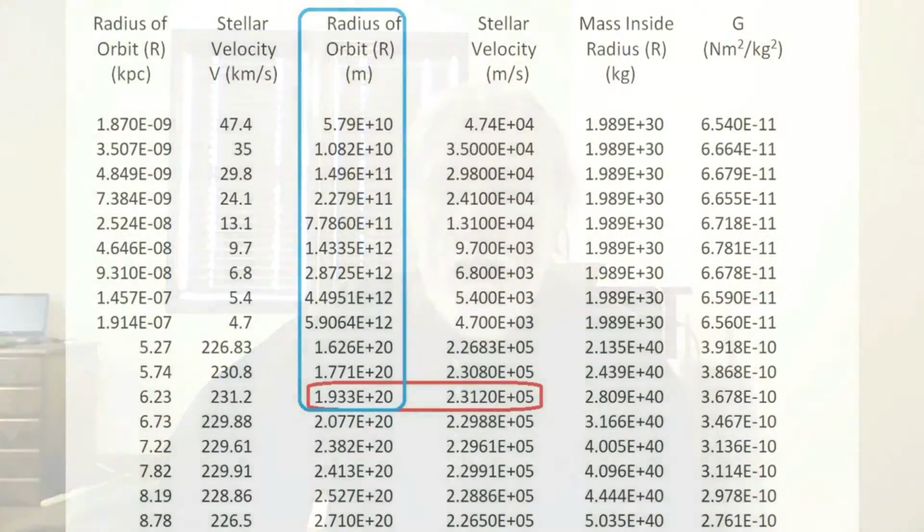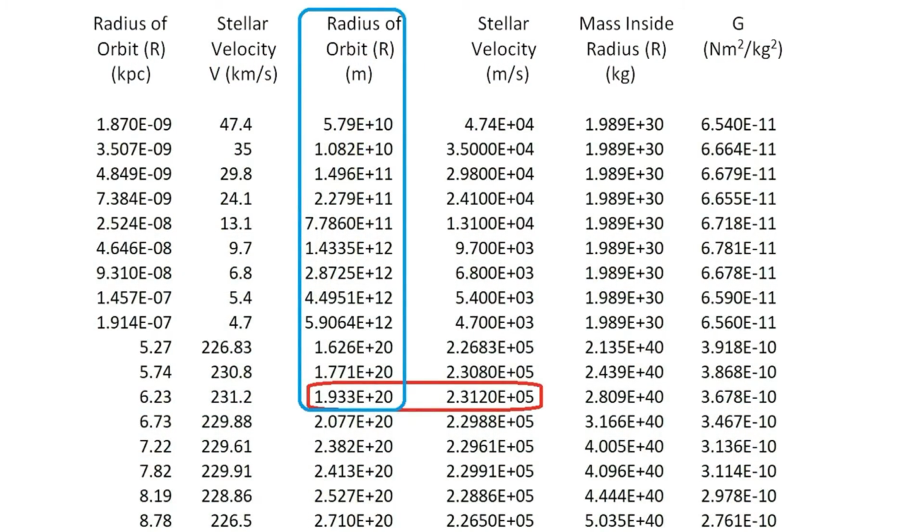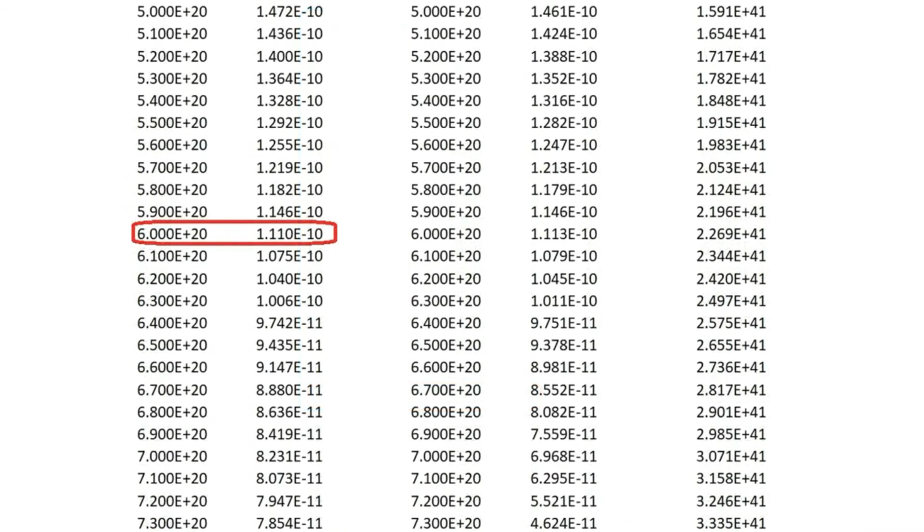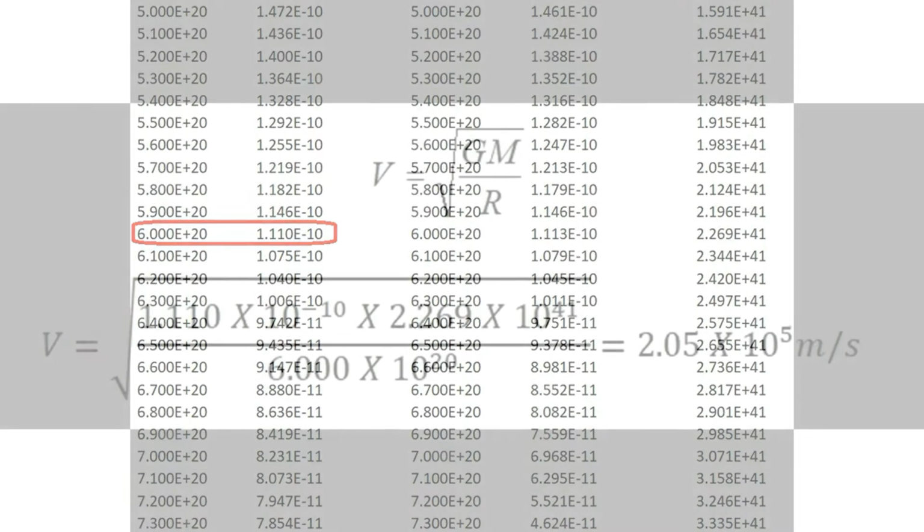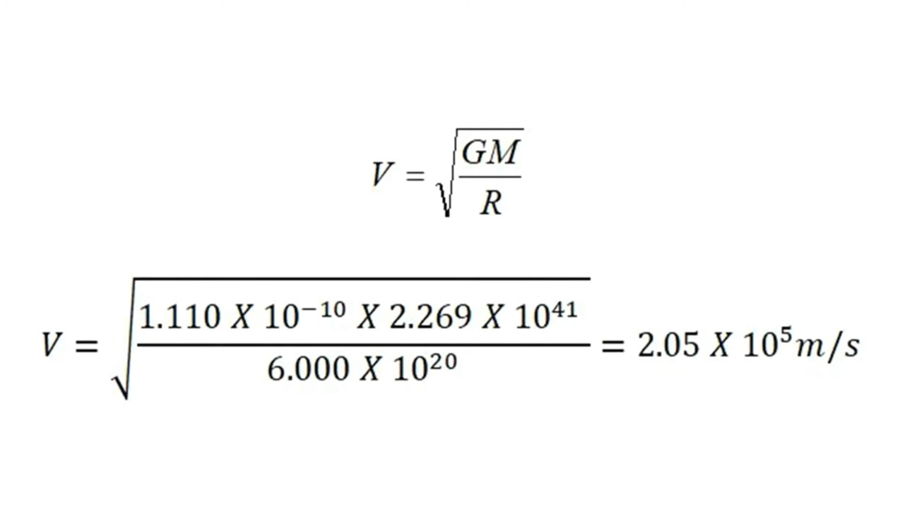If we look at table 1 and look for a star that's nearly 2 times 10 to the 20th meters away from the center of the galaxy and check its velocity, we see that we are nearly dead on. To show that it's not a fluke, we can choose another distance, say 6 times 10 to the 20th meters, and substitute the g value and mass interior to that orbit, calculate a velocity, 2.05 times 10 to the 5th meters per second.